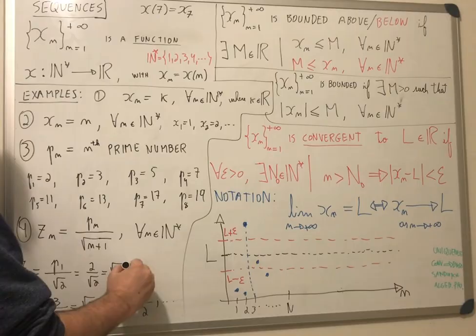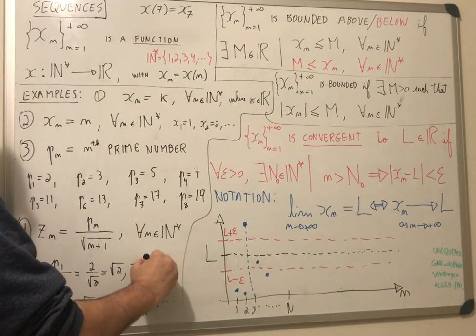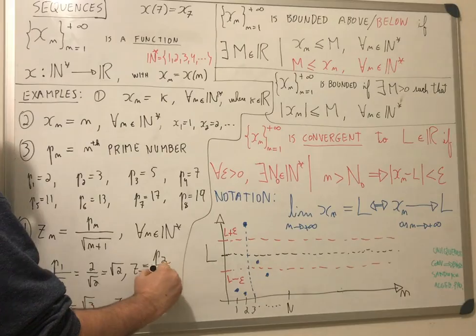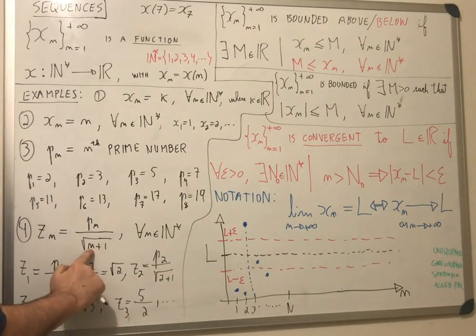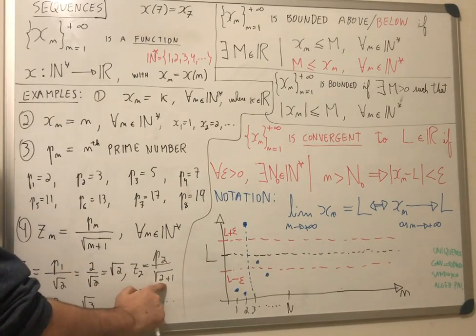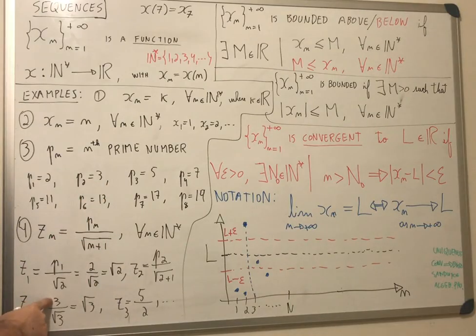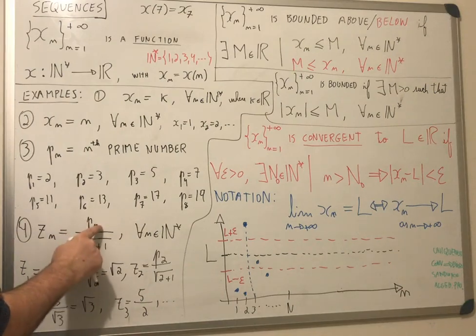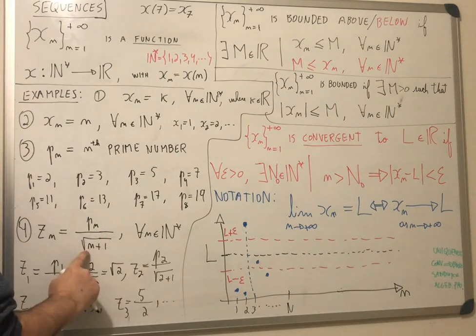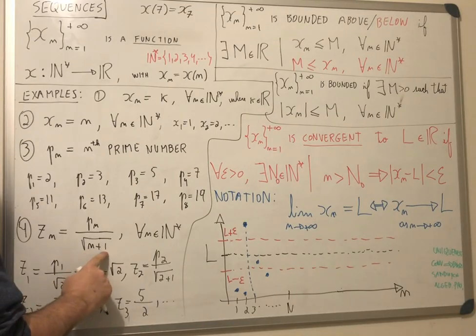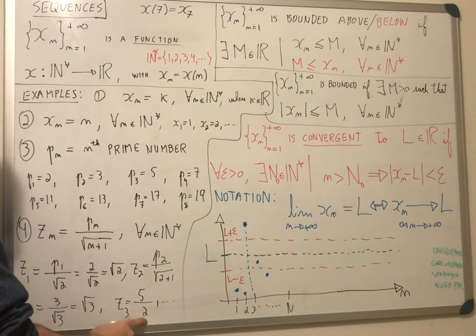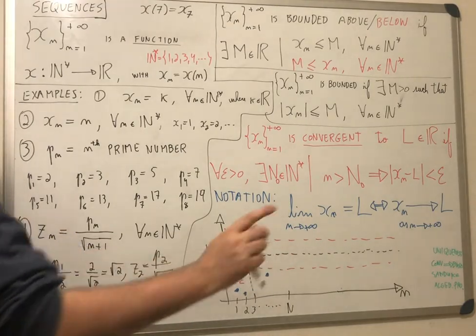Then zeta_2 is going to be p_2 over the square root of 2 plus 1, right? Using this formula here. So p_2 is 3, 2 plus 1 is 3, so it's 3 over square root of 3, which is going to be square root of 3. Zeta_3, what is going to be zeta_3? It's going to be the third prime number, 5, over the square root of 3 plus 1. 3 plus 1 is 4, square root of 4 is 2, so it's going to be 5 over 2, and so on and so forth.